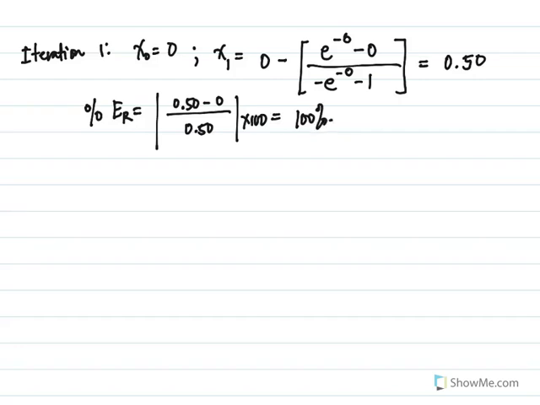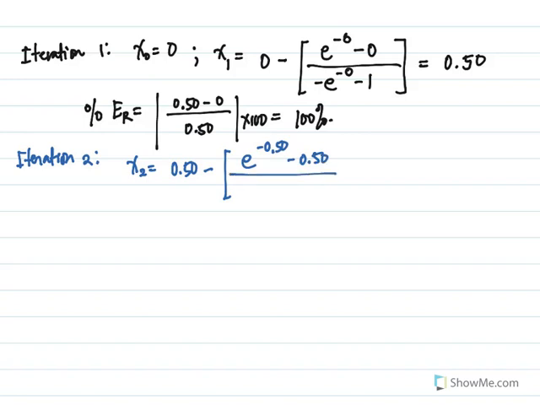Okay? For the next iteration, iteration 2, x sub 2 is equal to, so same formula, no? Previous estimate, so we will be using 0.5 minus e to the negative previous estimate minus previous estimate divided by negative e raised to the negative previous estimate minus 1. So solving for this value, you will get 0.566311.